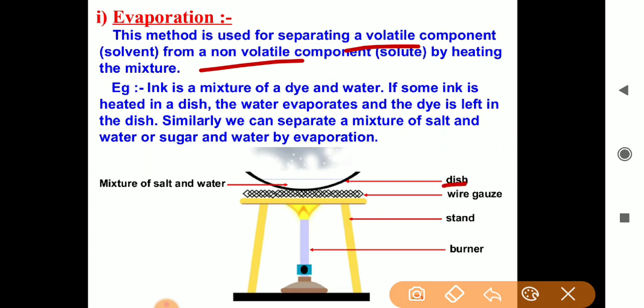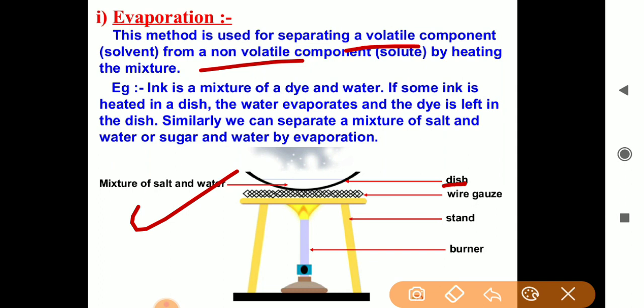So if some ink is heated in a dish, the water evaporates and the dye is left in the dish. Dye is the solute here and water is the solvent. When you heat that ink, the water solvent is evaporated and the dye, a solid solute, remains back. So this is how we can separate the dye from the water. This is the technique we use for separation of salt and water as well as dye from water.